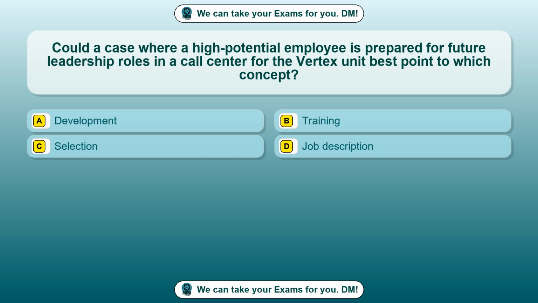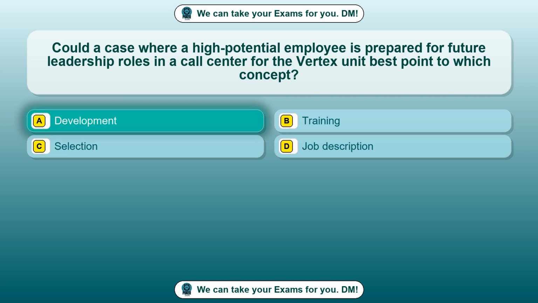Question 86. Could a case where a high-potential employee is prepared for future leadership roles in a call center for the Vertex unit best point to which concept? Option A, development. Option B, training. Option C, selection. Option D, job description. The correct answer is option A, development.